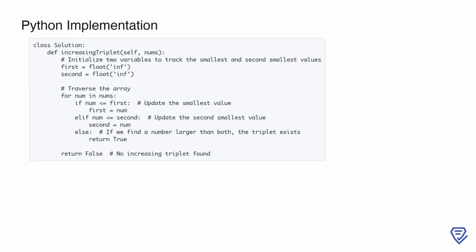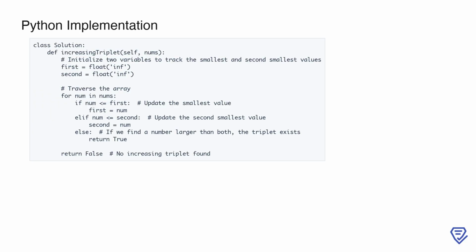This Python implementation solves LeetCode problem number 334, increasing triplet subsequence, using an efficient O(n) approach with constant space complexity. The method increasing triplet takes a list of numbers as input. It starts by initializing two variables, first and second, to positive infinity. These variables will help track the smallest and second smallest values in the array. The goal is to find three numbers such that first < second < third.